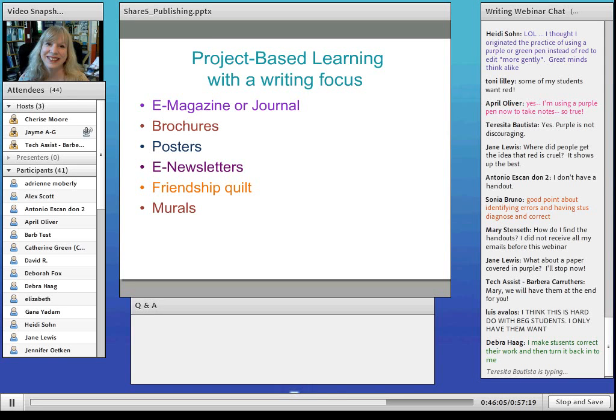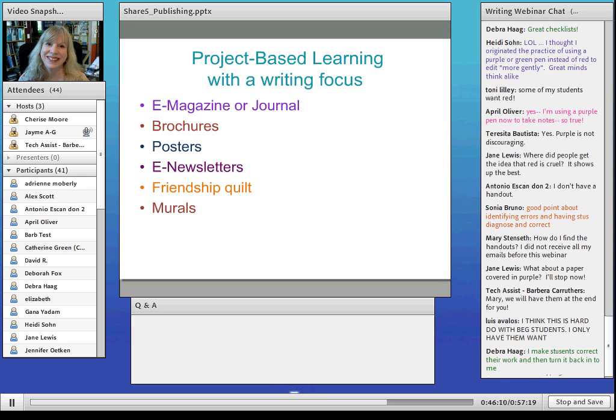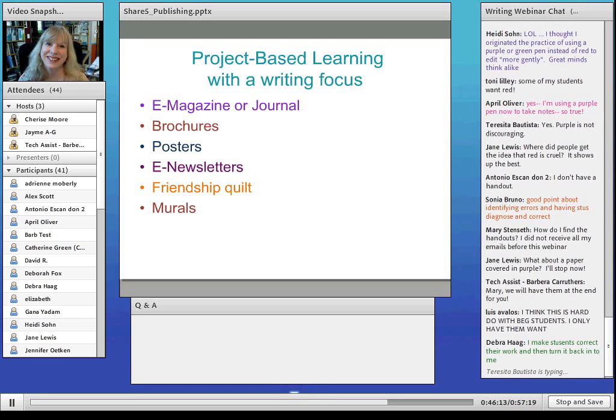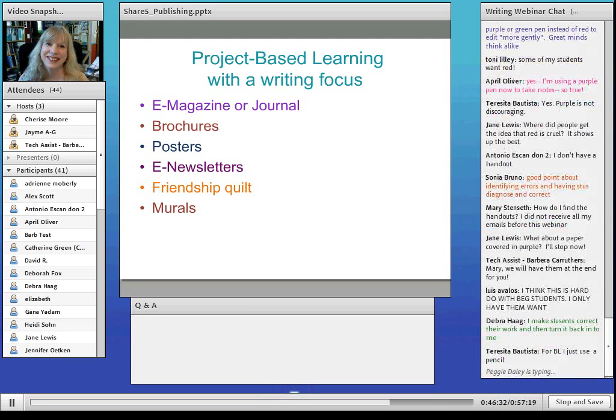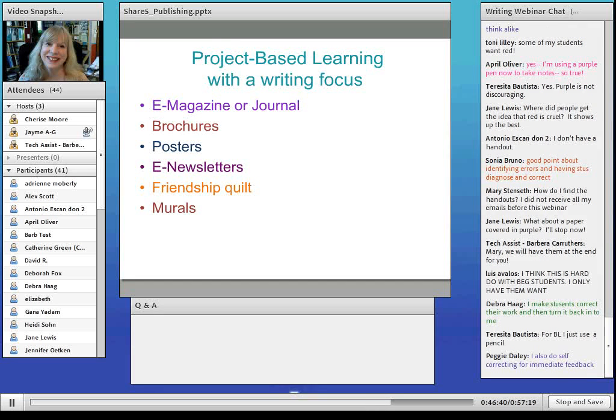This is a list of project-based learning that has a writing focus. I'm sure they're quite self-explanatory, except perhaps for Friendship Quilt. And Friendship Quilt is where students take a piece of canvas or muslin and they write a poem or some other short form of writing that they have done in class. They can use fabric markers, and then the class puts it together. You can also put that together as a story quilt, and that's really a lot of fun. You can do this with paper as well. It doesn't have to be fabric, but it's quite wonderful.